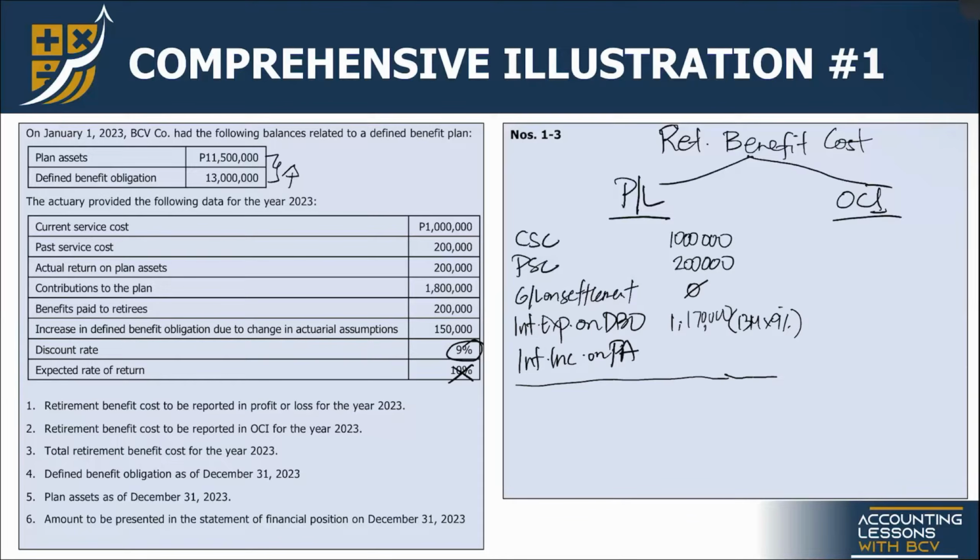Yan. Okay? Next, interest income on plan assets. Beginning balance is 11.5 million. Multiply it by the same discount rate. How much is the interest income?